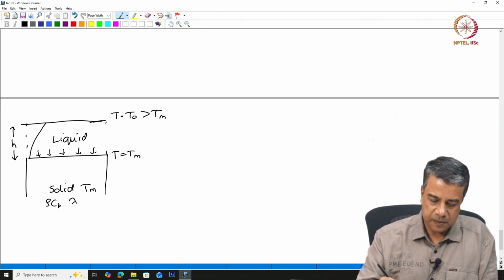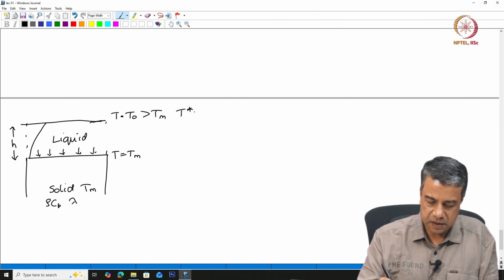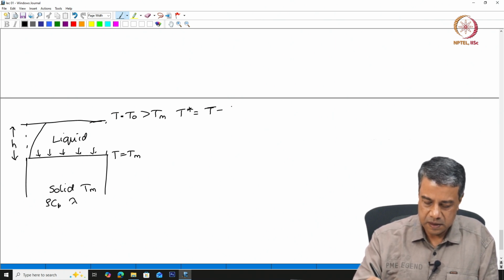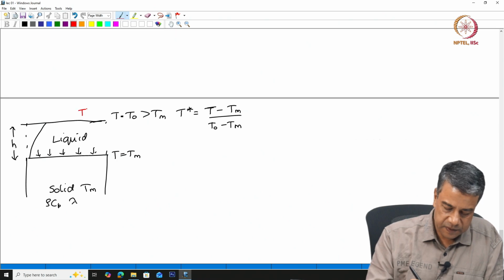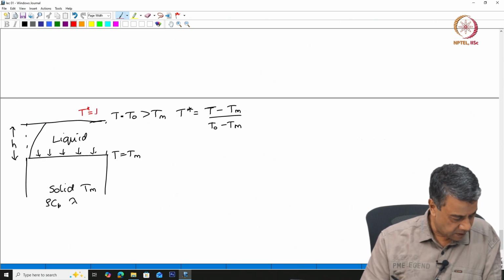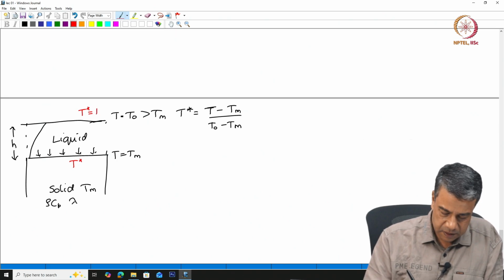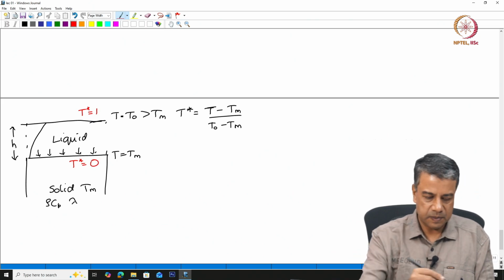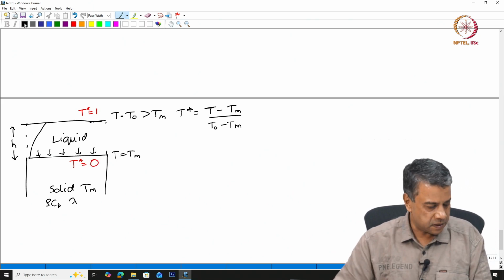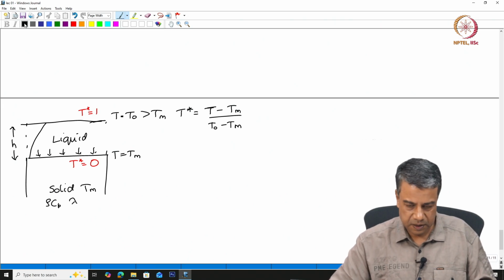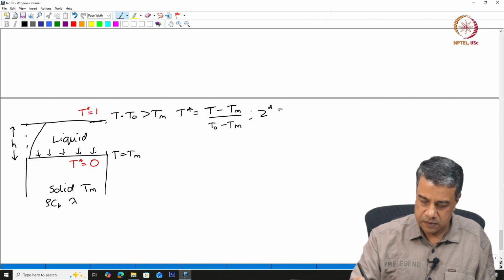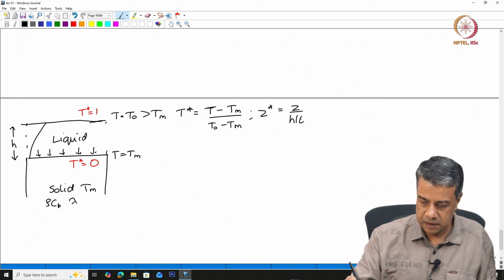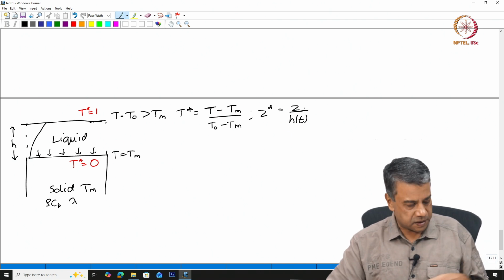The scaled temperature can be defined for this configuration as T star is equal to T minus Tm by T naught minus Tm, which means that at the top surface, T star is equal to 1, and at the bottom surface, T star is equal to 0, because the temperature is just the melting temperature. And I will define a scaled z, z star is equal to z by h of t, where h is the height, which is a function of time.